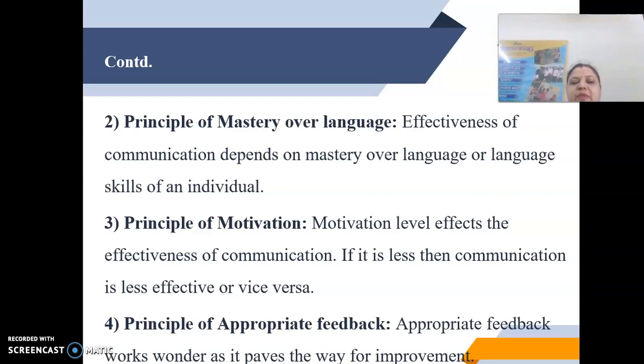Our fourth principle is principle of appropriate feedback. Appropriate feedback works wonders as it paves the way for improvement, and there is always a scope for improvisation if we do something. Appropriate feedback not only boosts the morale of the sender but also the understanding of the receiver.